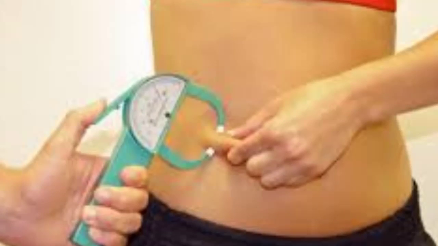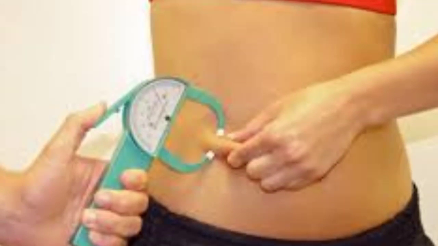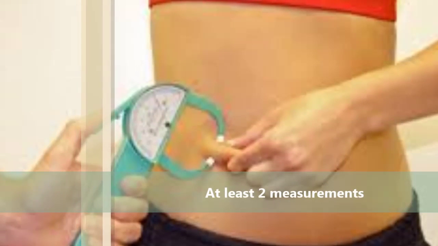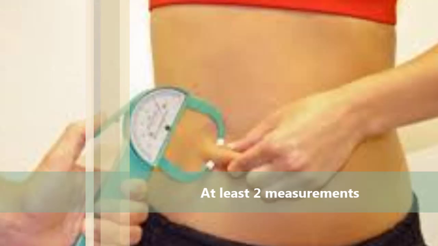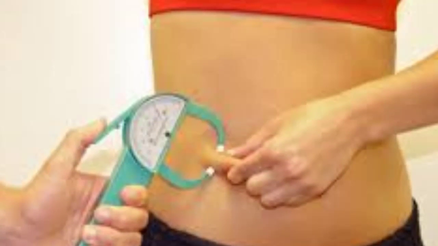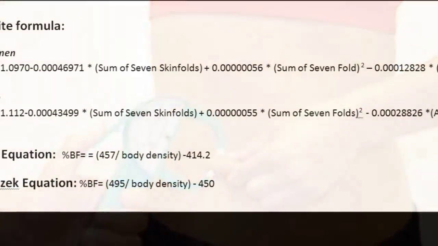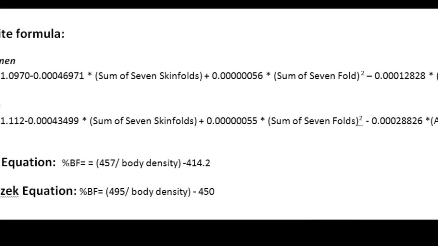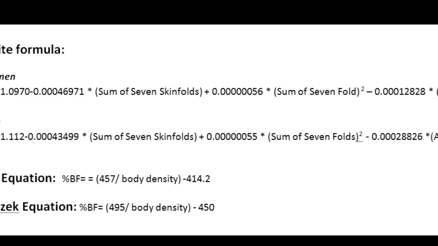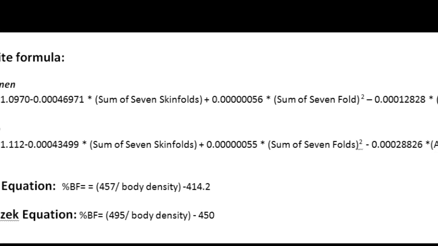Take a minimum of 2 measurements in a rotational order to allow time for the skinfold to regain its normal thickness. If measurements are not within 1 or 2 millimeters, retest the site. Once you have your measurements, calculate the average for each skinfold using the appropriate skinfold equations. These equations will give you an estimated percentage of body fat.